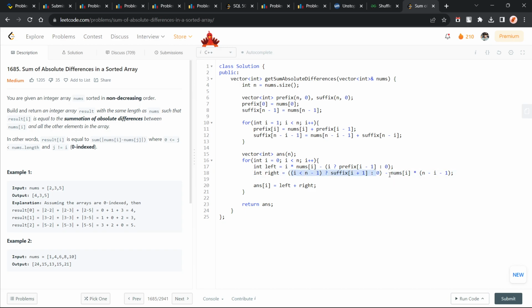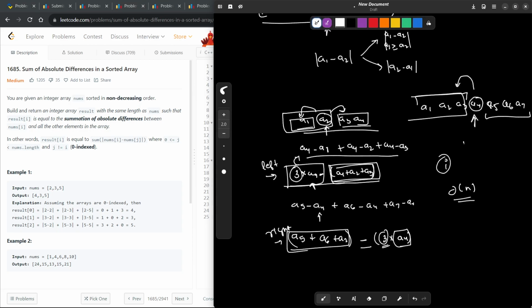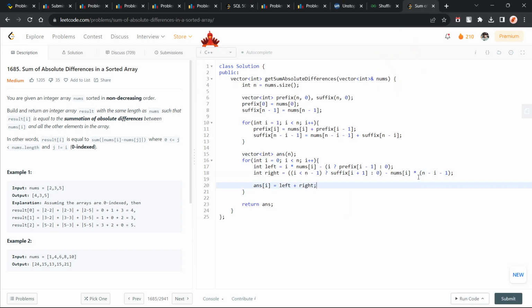So I take this particular value and then I subtract nums of I into n minus I minus 1. So what is n minus I minus 1? For any index I, it is going to be the number of elements after it, right? So you can check this and you can also derive this particular value, and that this value is correct, right? So answer of I should be essentially equal to left plus right, and then at the end you can return your answer vector, right?